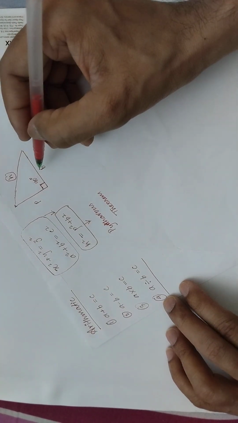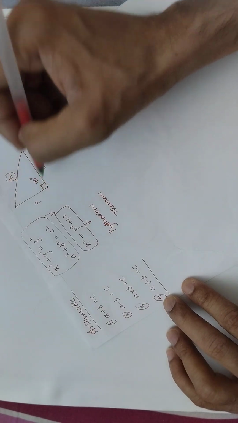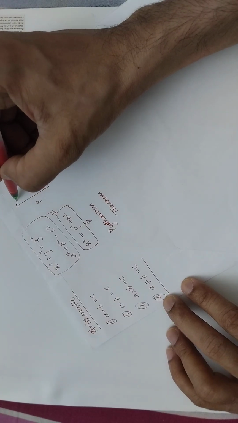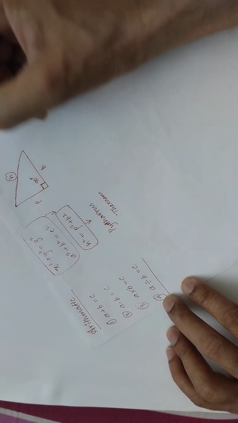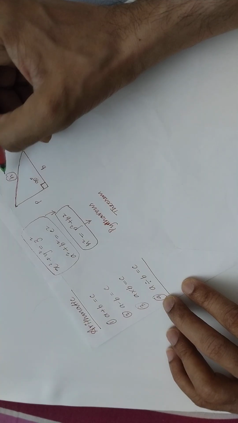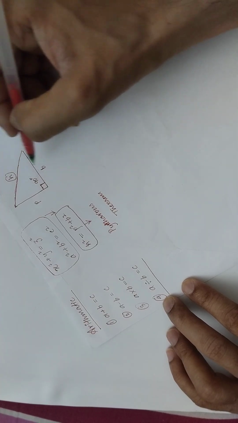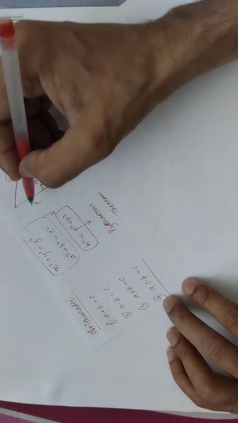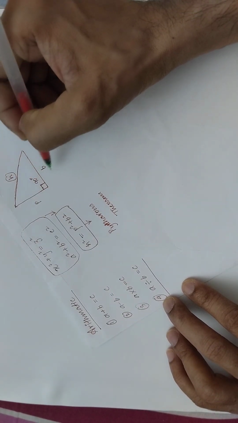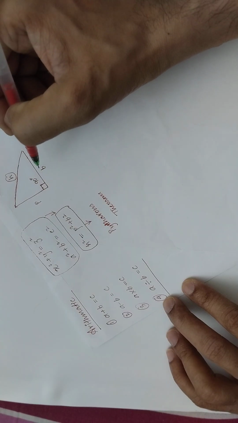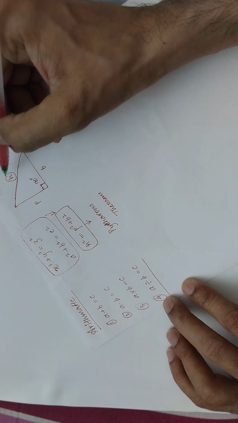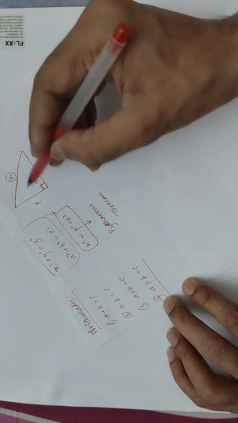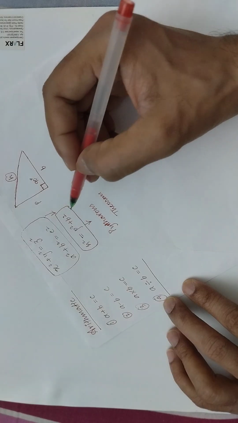So in this calculation, if we know any two sides of this triangle, provided the triangle is a right angle triangle, we can find out the other side. For example, if I know hypotenuse and base, I can find out perpendicular. If I know perpendicular and hypotenuse, I can find out base. If I know base and perpendicular, I can find out hypotenuse. And in this formula, I put in the values, do the calculation, and get them.